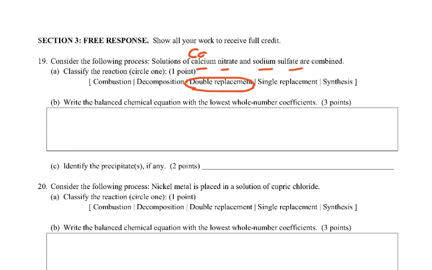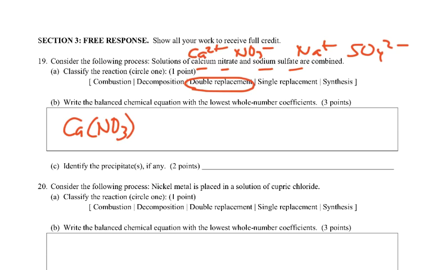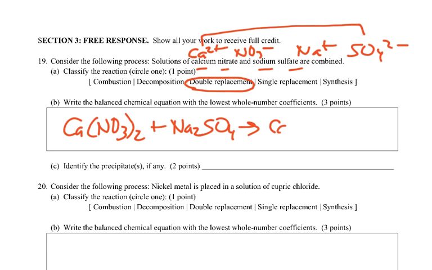So calcium is Ca2+, nitrate is NO3 1-, sodium is Na1+, sulfate is SO4 2-. So the two chemicals on the left, 2+ and a 1-, so it's going to be Ca(NO3)2, and the other compound, Na and SO4, +1 and -2, so we need two Nas, Na2SO4. Now when we change partners, the calcium goes with the sulfate, so we get CaSO4, and Na and NO3, +1 -1.